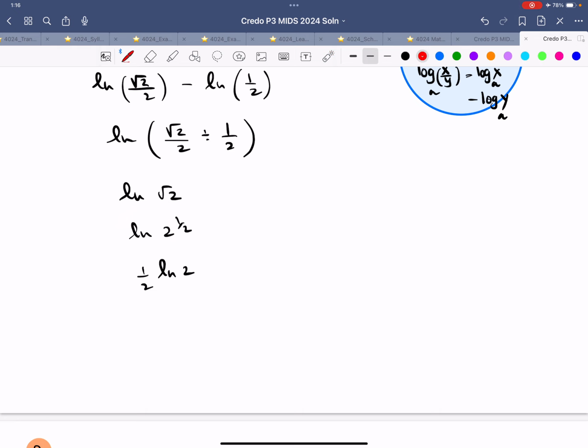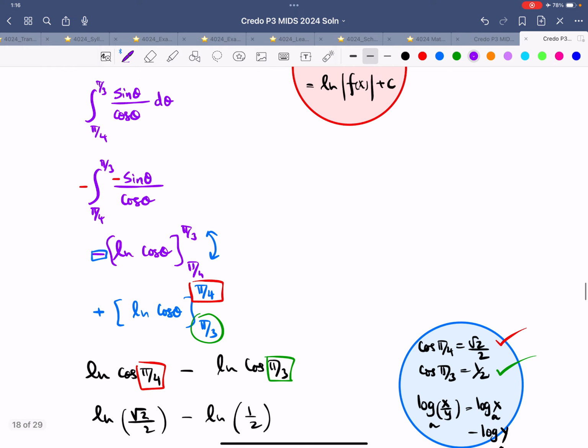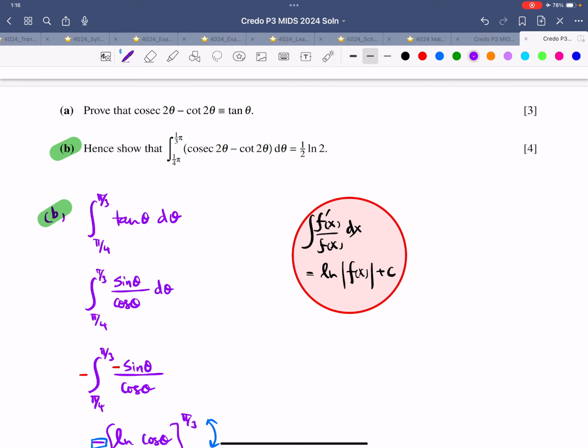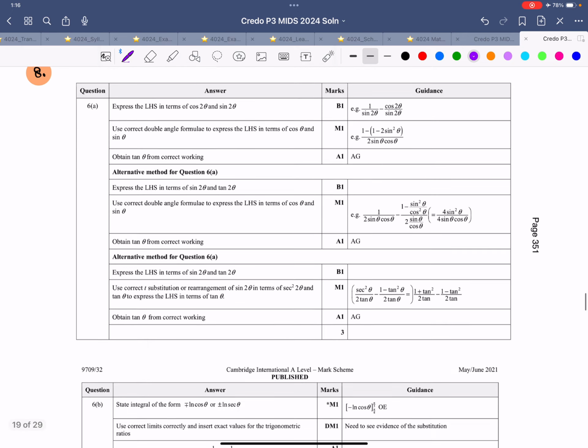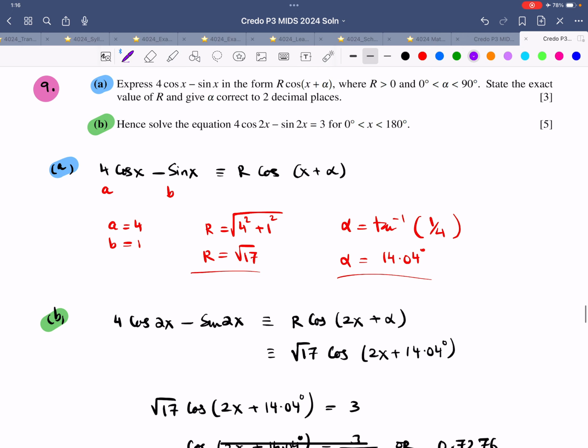Let me write it over here. That is log x power m base a, that is m log x base a. So that rule is applied and this is the answer in the exact form. And they have already given us the answer. Now let's move on to question number 9.